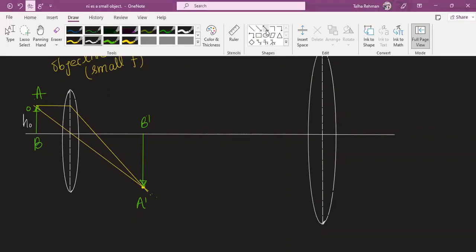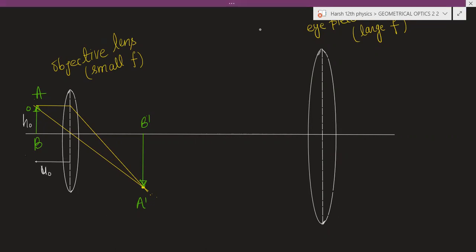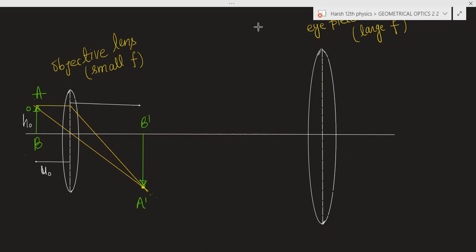And where is the object distance? We can mark the object distance also. From here to here, this will be the object distance, no? Yes, sir. Object distance with respect to the objective lens. And with respect to the objective lens, what is the image distance? The image distance will be this.